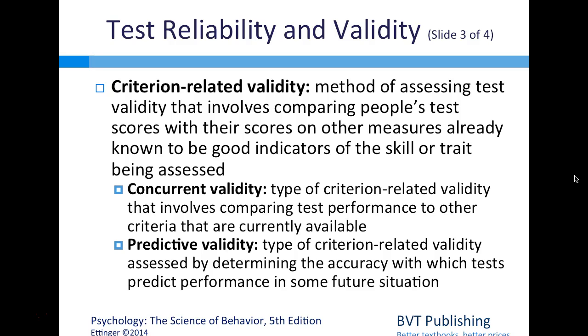Okay? Concurrent validity is a type of criterion-related validity that involves comparing test performance to other criteria that are currently available. And then predictive validity, a type of criterion-related validity assessed by determining the accuracy with which tests predict performance in some future situation.